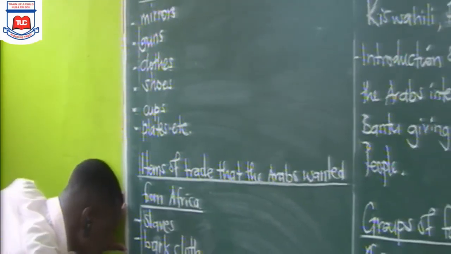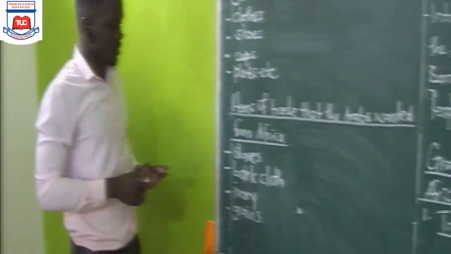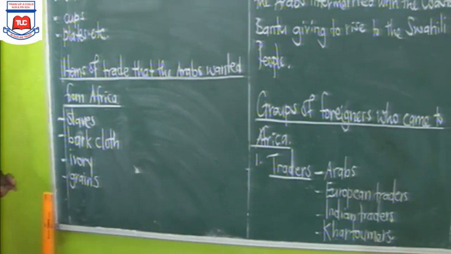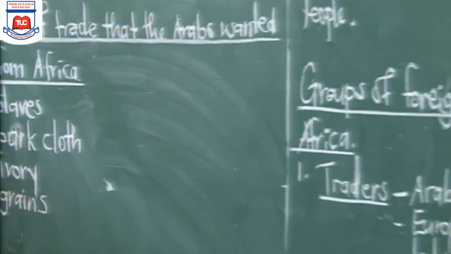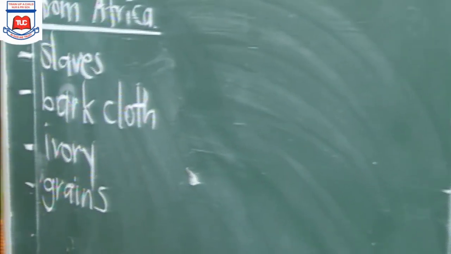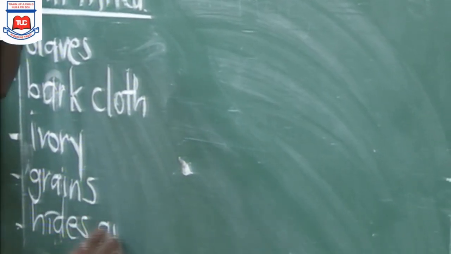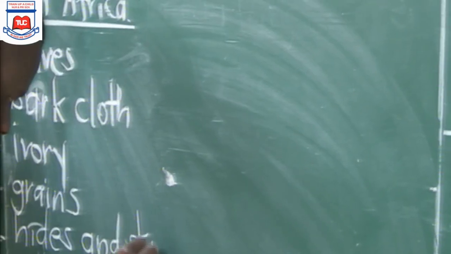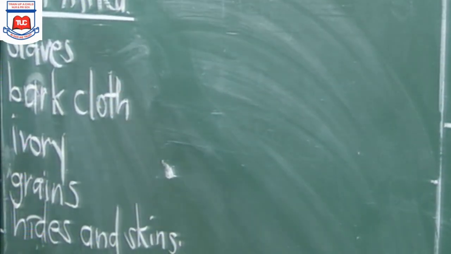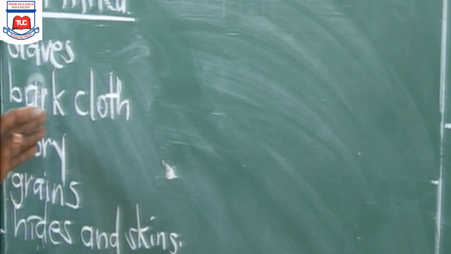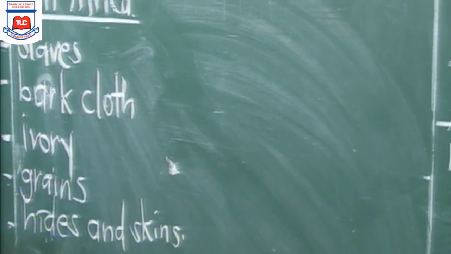Then we can also add grains. These are the things that the Arabs were also interested in in Africa, among others. Let's add hides and skins. So these are the goods or trade items that the Arabs wanted from Africa.